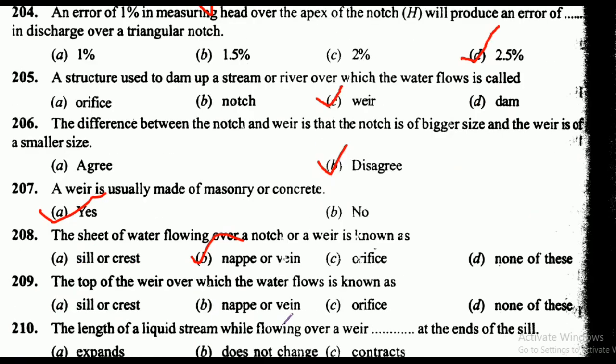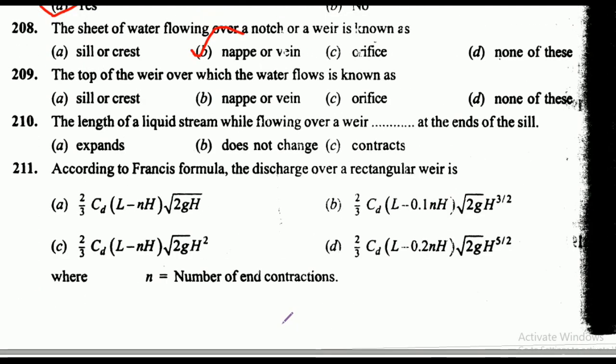Okay. Next is question number 209. The top of the weir over which the water flows is known as. Here friends, these are the options, and here the correct answer is option A, that is seal or crest.